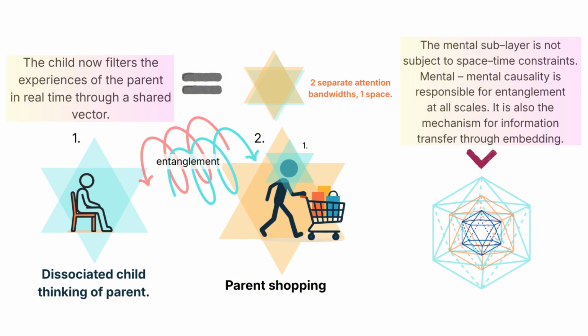As you can see, the child's mind, due to its attention, has now surrounded the parent's head, because this is the parent's sensory element. And the child is now experiencing what the parent is doing, what the parent sees, feels, does. The child now filters the experiences of the parent in real time through a shared vector. The vector exists beyond space and time. There is only the present moment of attention involved in both the parent and the child in this particular scenario.